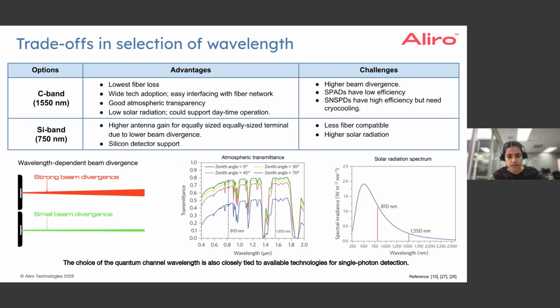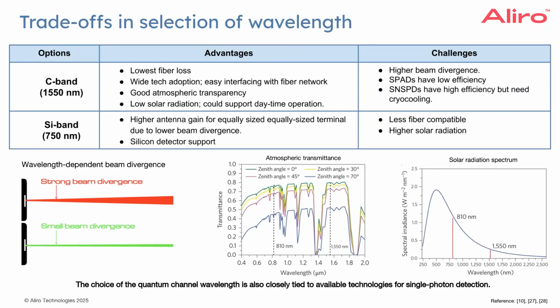There are, however, other aspects to consider here. One is atmospheric transmittance and the solar radiation spectrum. So essentially the role of the atmosphere and sources of noise. Both the telecommunication band and silicon band have good transmittance when it comes to the atmosphere's role here.